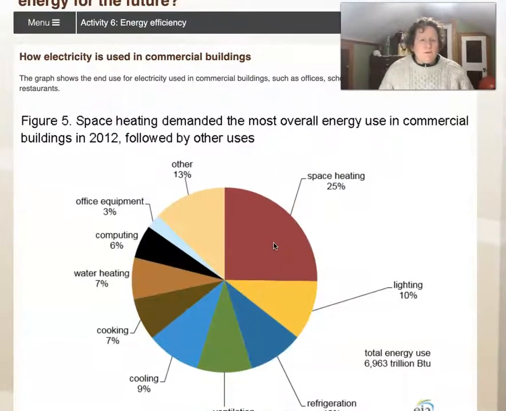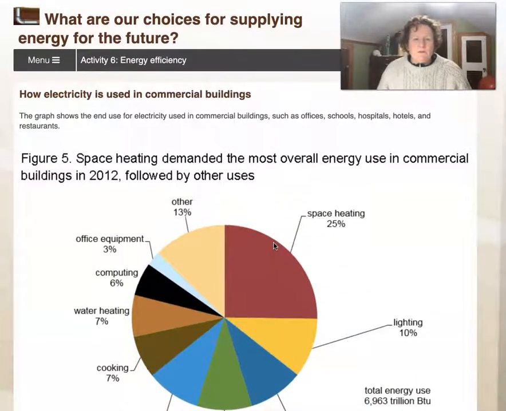So let's look at this graph here. How is electricity used in commercial buildings? Now, a commercial building is something like you could think of a big box store, or maybe you've got a mom and pop shop down the road. Anything that's a business that's open for people to come in and buy things, that's a commercial use.